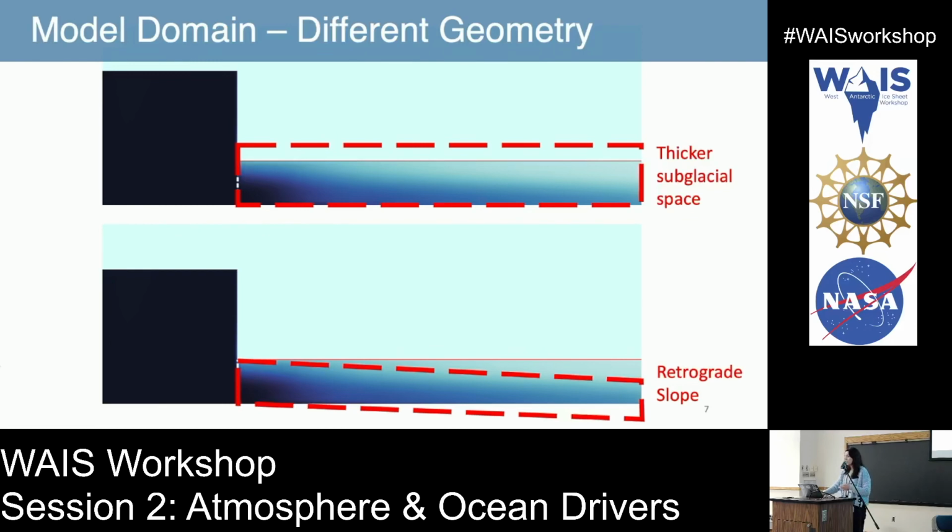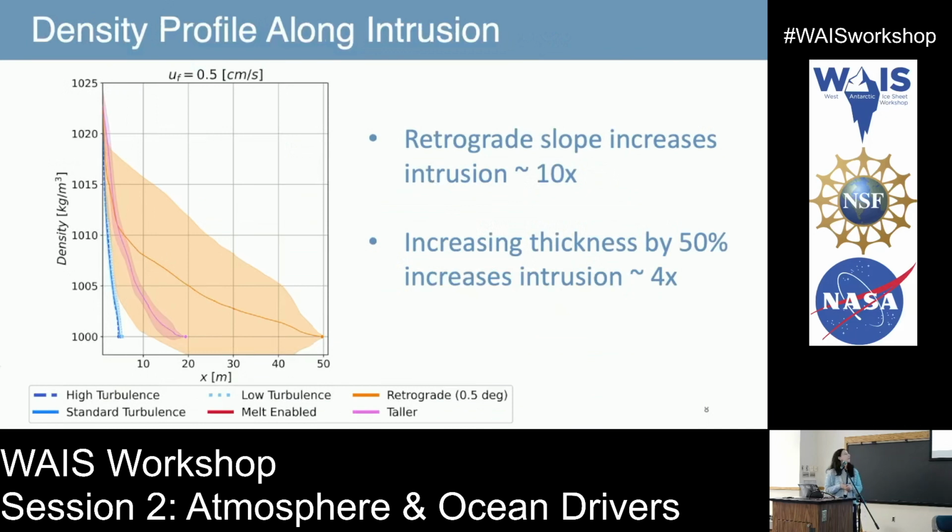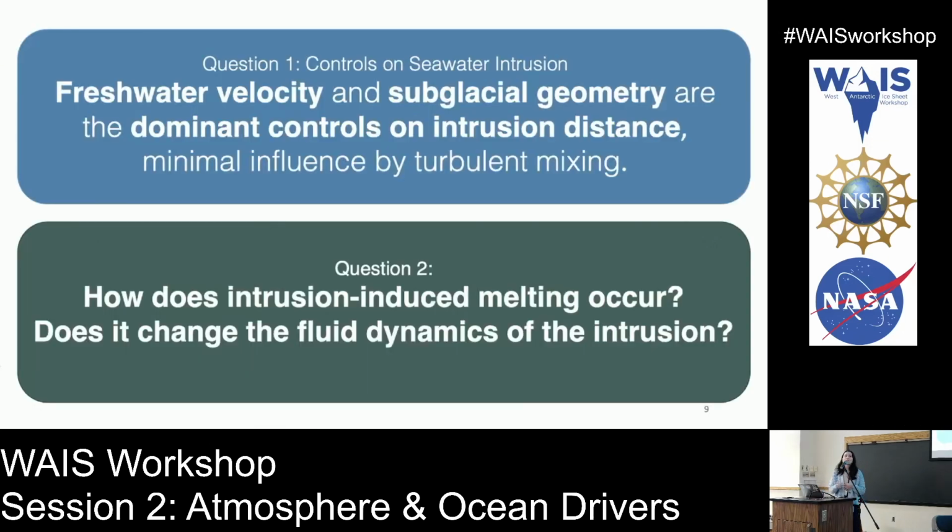And I did this for only one of the freshwater cases, for our middle case. What we see is it has a high dependence on geometry. So this orange line here is what happens if we decrease the slope of our channel, and we see an almost 10 times increase in seawater intrusion. And then this pinker line shows what happens if we increase the thickness of the channel. What we see is about a 4 times increase in intrusion. So the conclusion for my first question is the main controls on the ability for seawater to intrude are going to be the geometry as well as the freshwater flux.